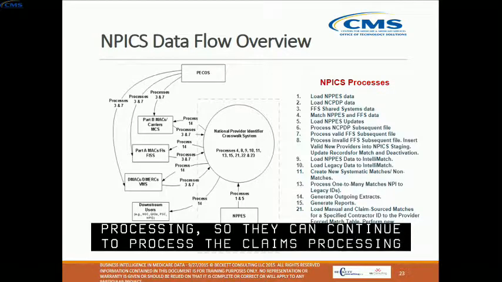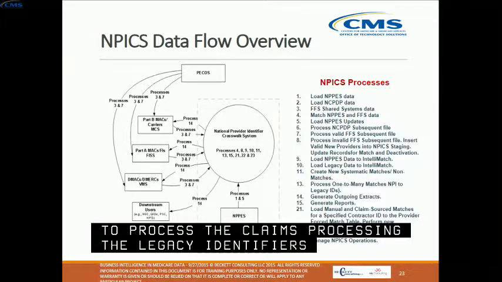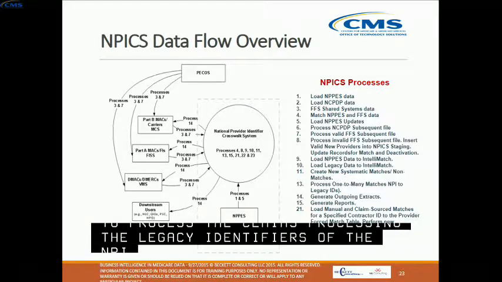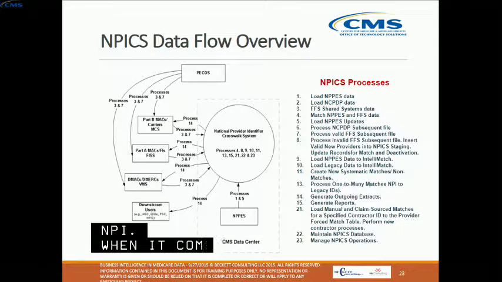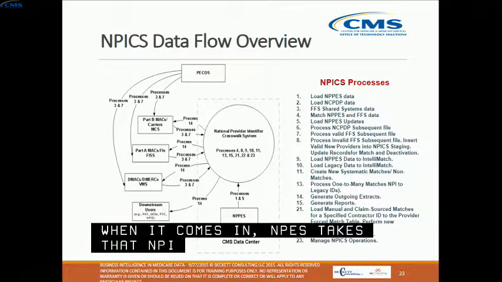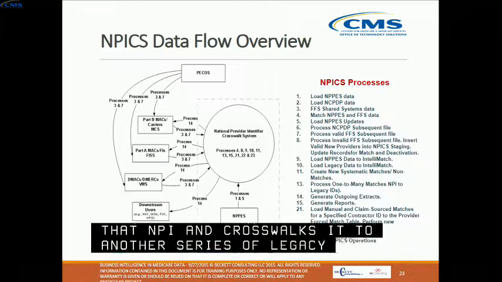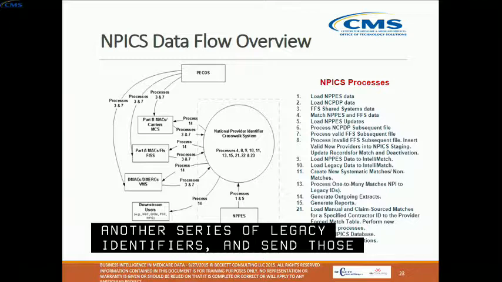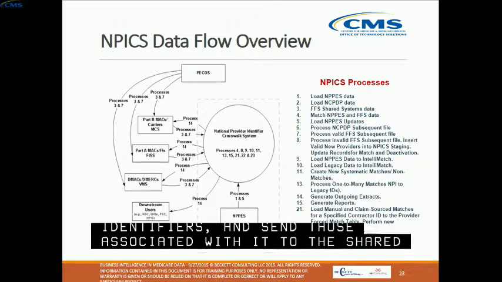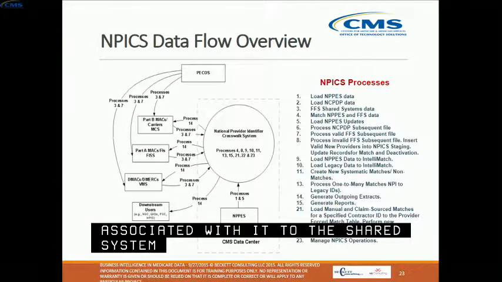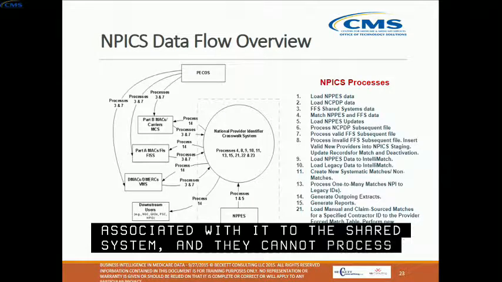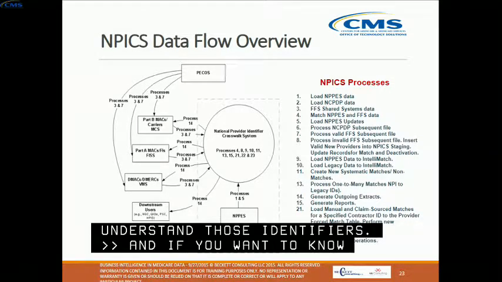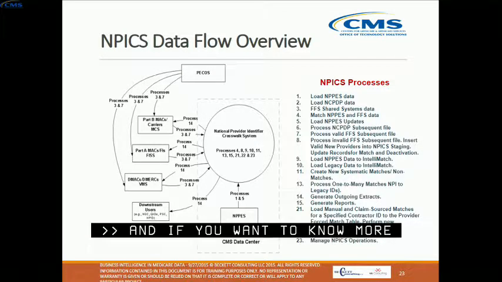So when the NPI comes in on the claim, NPICS takes that NPI and crosswalks it to a legacy identifier or a series of legacy identifiers, and then sends those legacy identifiers associated with that claim to the shared systems, and the shared systems can now process the claim because they understand those legacy identifiers. Okay, and if you want to know more about the NPICS processes and data flows, we have a module that focuses on NPICS that will give you a lot more details around that.